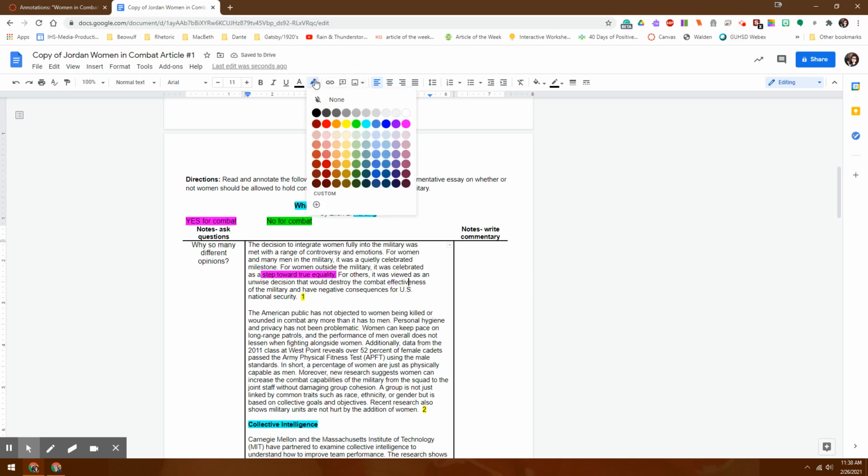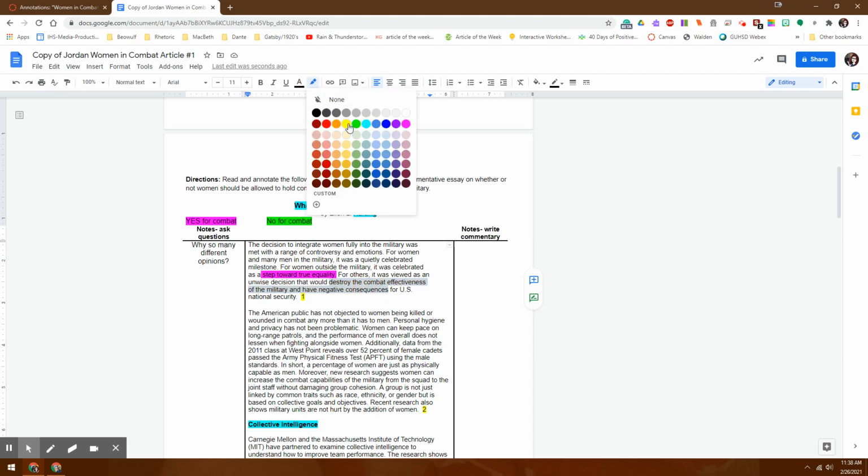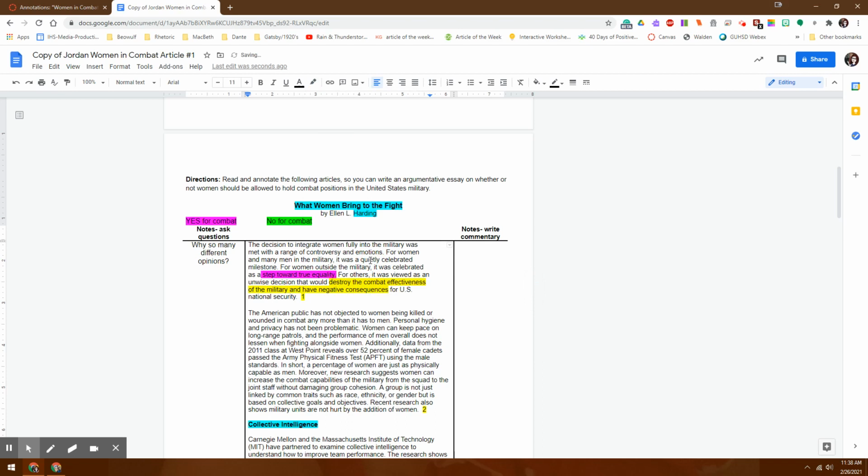But then I have something that is a little bit negative. So some people think it's going to destroy combat effectiveness and have negative consequences. So I'm going to mark that yellow because that is evidence for no, they should not be in combat.